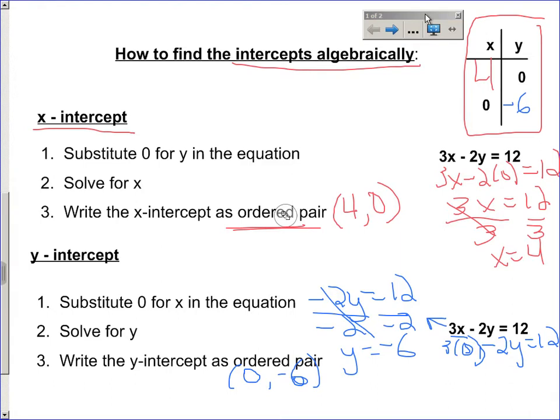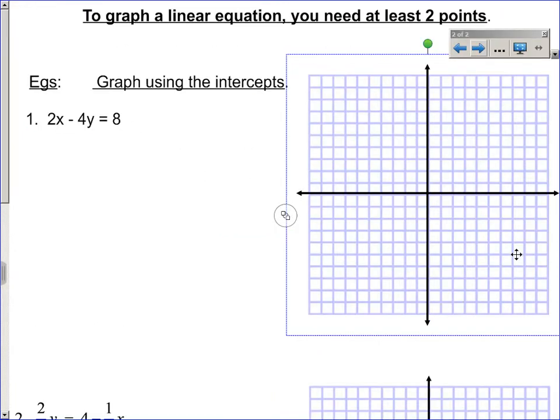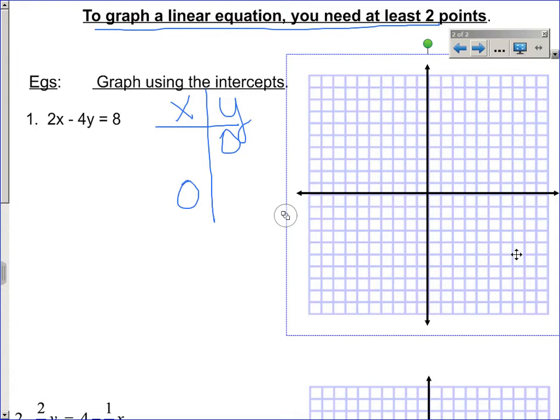Let's take a look at a graph and how we would look at this function. Okay, we want to graph using the intercepts in this situation. Remember, to graph a linear equation, you need at least 2 points. So we've been using a table with our 5 values, but now we're going to use 2 points to graph our equation. So I'm going to set up my table with my intercept values, x, y, 0, and 0. And then I'm going to go ahead and start solving.